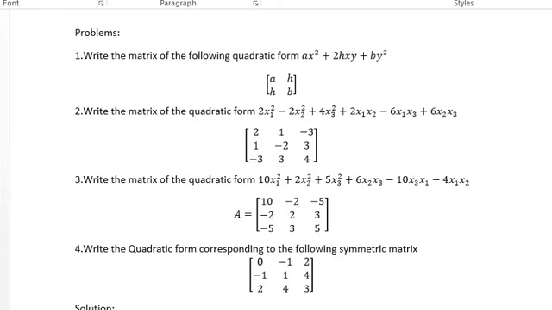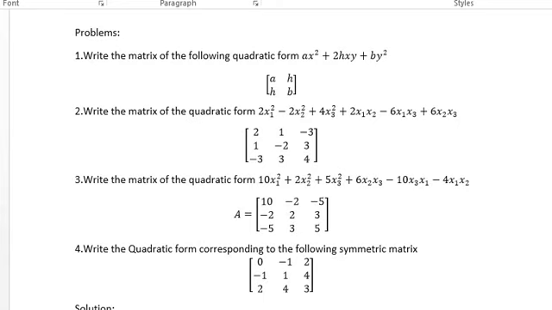So we know the quadratic form. What is a quadratic form? A quadratic form is an equation of degree 2, and we can have any number of variables there. So how do we write the given quadratic form in a matrix format? That is the question. We know that we always take the first row. The first element in the first row will be the coefficient of x square, that is a.